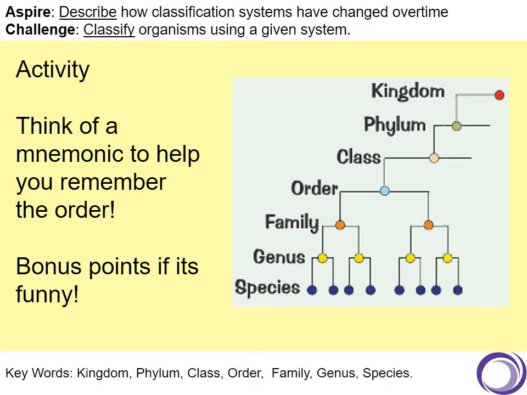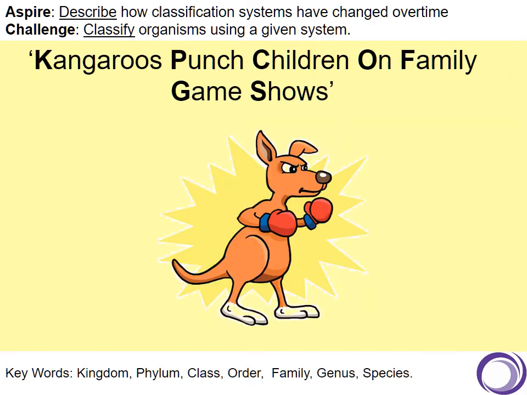Okay, what did you come up with? I've struggled a little bit. I've come up with knights, play, chess, or football, good sports. I think if I had a little bit longer, I could come up with something better. But you need to try and think of a way that you can remember that order for classification, and you remember kingdoms is the biggest group and species is the smallest.